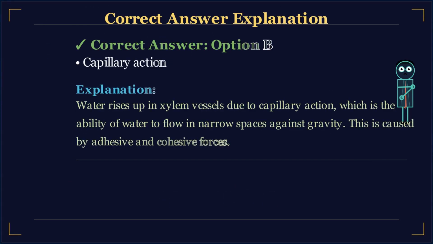Here's the explanation for the correct answer. Water rises up in xylem vessels due to capillary action, which is the ability of water to flow in narrow spaces against gravity. This is caused by adhesive and cohesive forces.